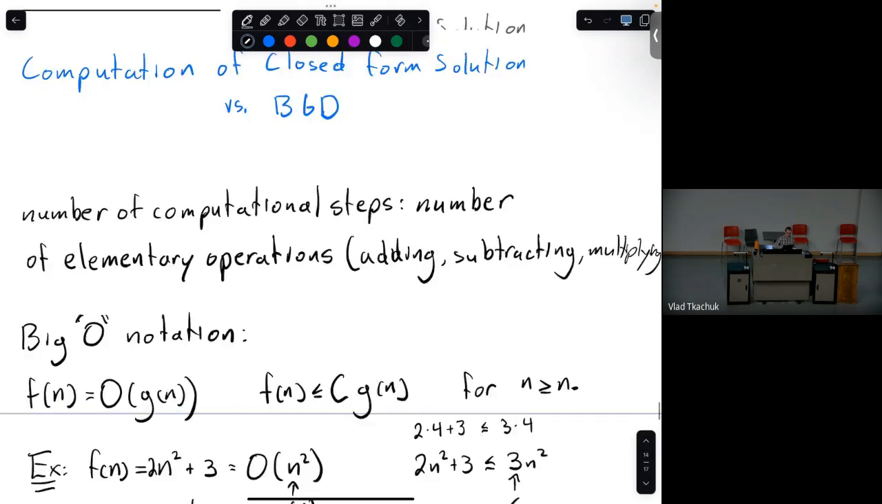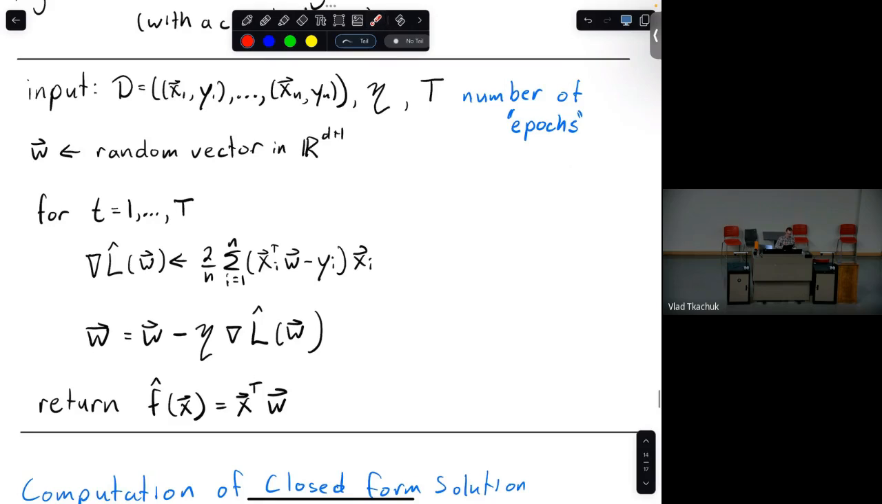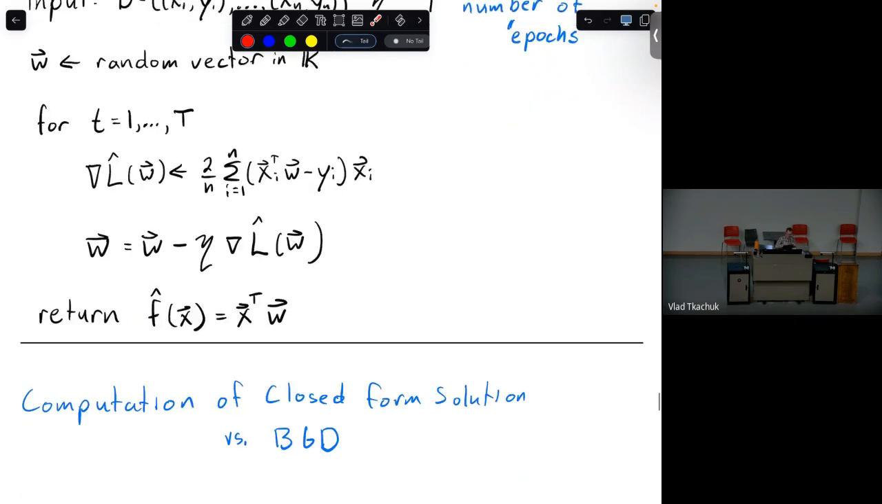Now we go back. What else is left? Well, after that, we just need to do this update step here. And this update step is just a number times a d plus 1 dimensional vector. That's just d operations, basically. And then you subtract it from another vector. That's another d operations. This turns out to be big O of d as well.